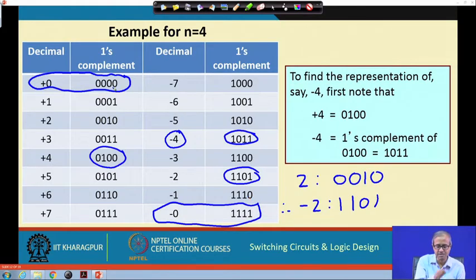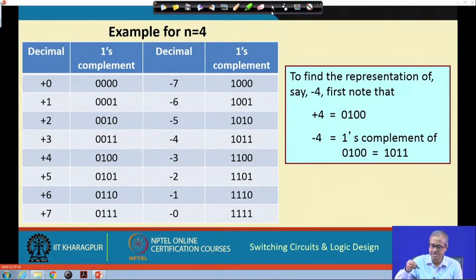Plus 0 will have the representation 0 0 0 0, minus 0 will have the representation 1 1 1 1, because you take plus 0 and make it negative: 1 1 1 1. Both represent 0. So, here again one of the combinations is wasted, just like sign magnitude.